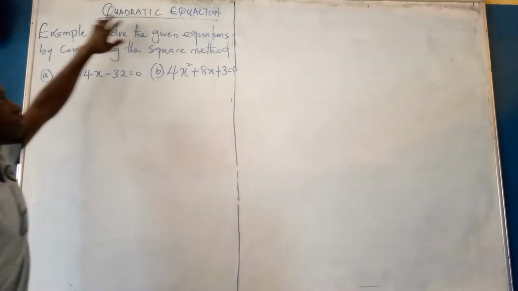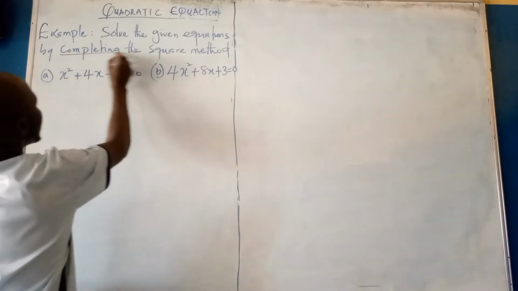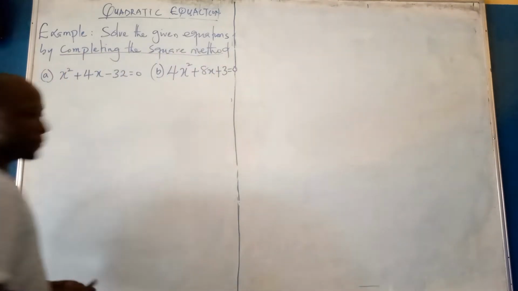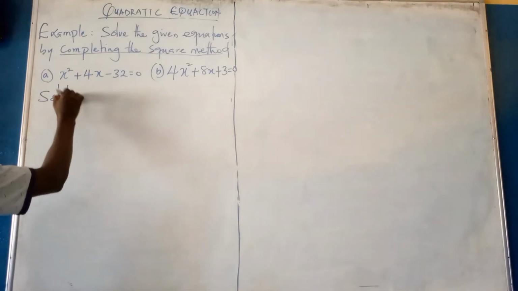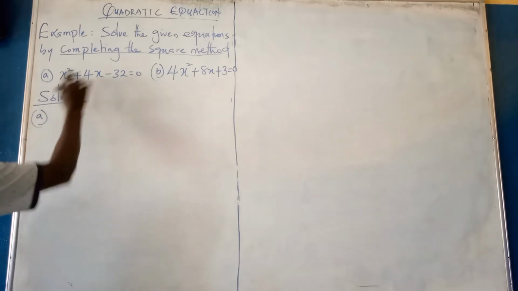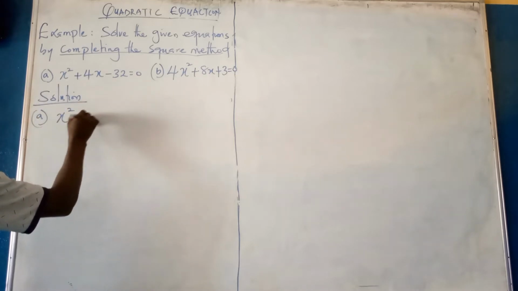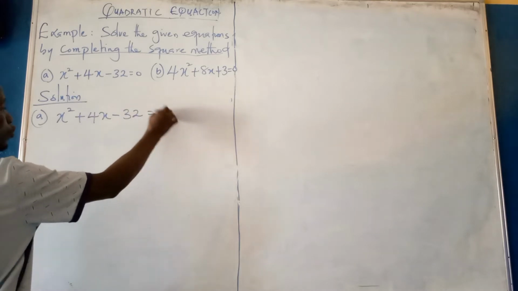So we're going to solve this quadratic equation using the completing the square method. Solution: A, x squared plus 4x minus 32 equals 0.